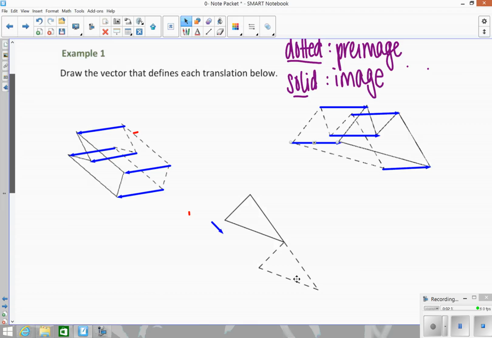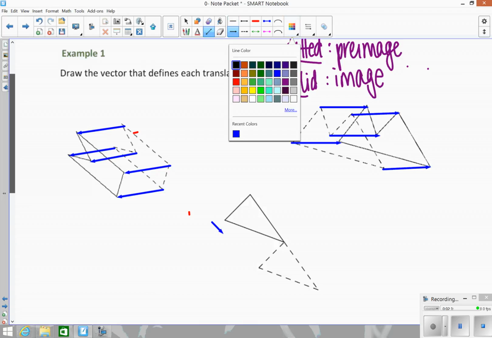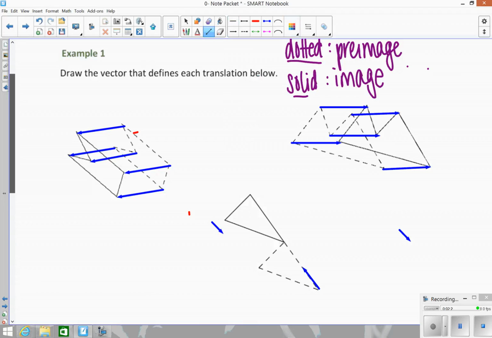So starting at the dotted, this one here will end up at that, so this point will end up right here. This point will end up down here, which is kind of weird to look at. And then this will end up at this point. So really you have two separate vectors here, this point mapping to that point, and then this point mapping to this vertex there. So again, vectors are the same direction, they're the same length, they're all parallel to each other.